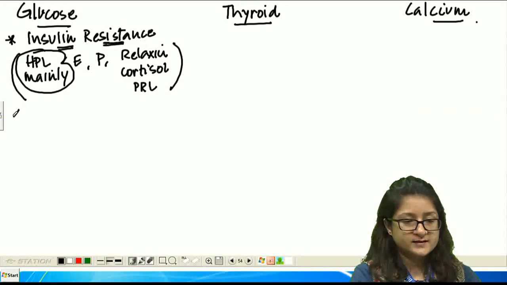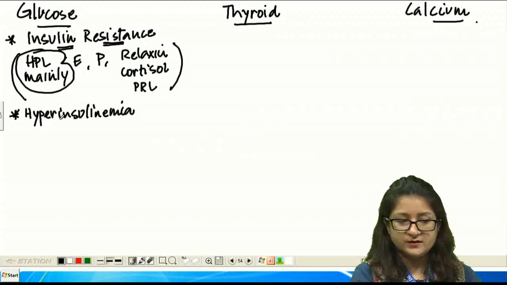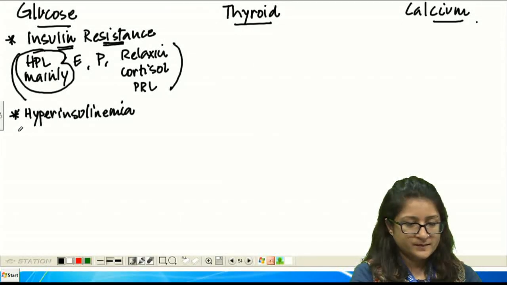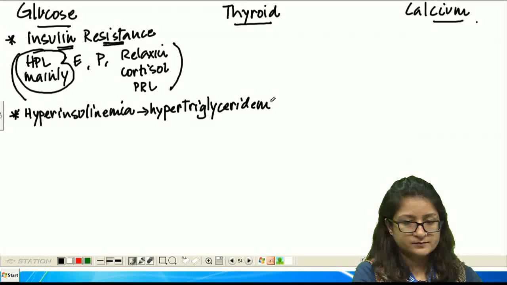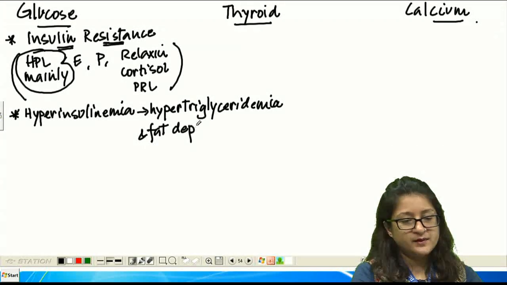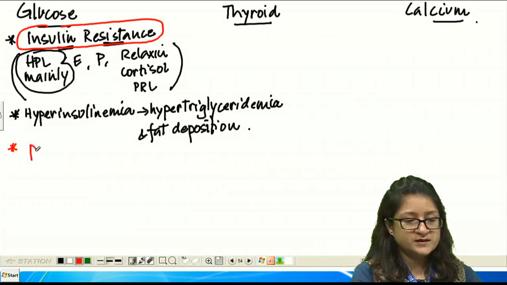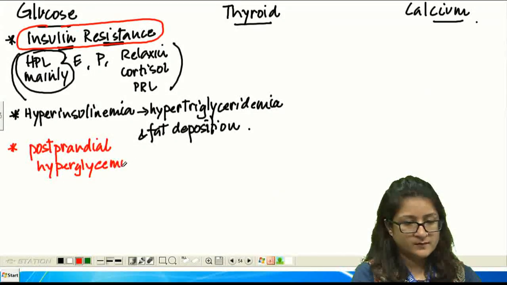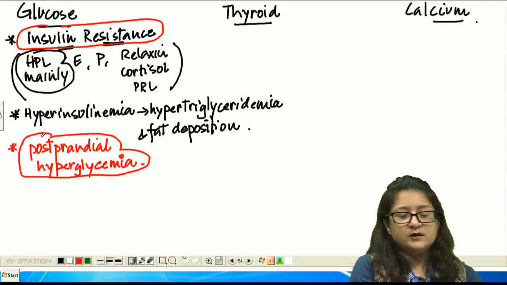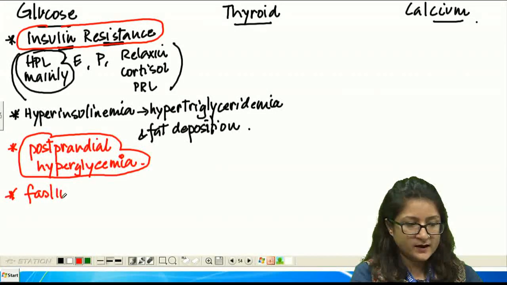Because of this insulin resistance, there is hyperinsulinemia, and that leads to hypertriglyceridemia and fat deposition. This insulin resistance contributes to postprandial hyperglycemia, so that all the glucose is shunted towards the fetus, and overnight consumption of glucose by the fetus leads to fasting hypoglycemia.